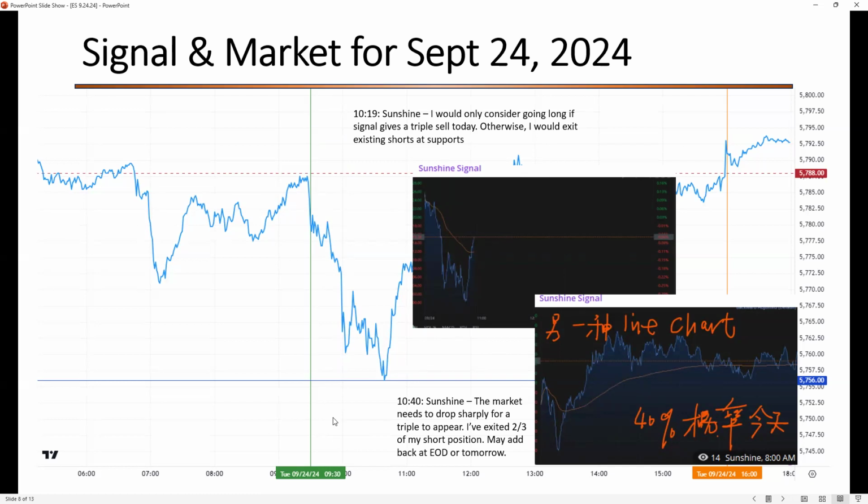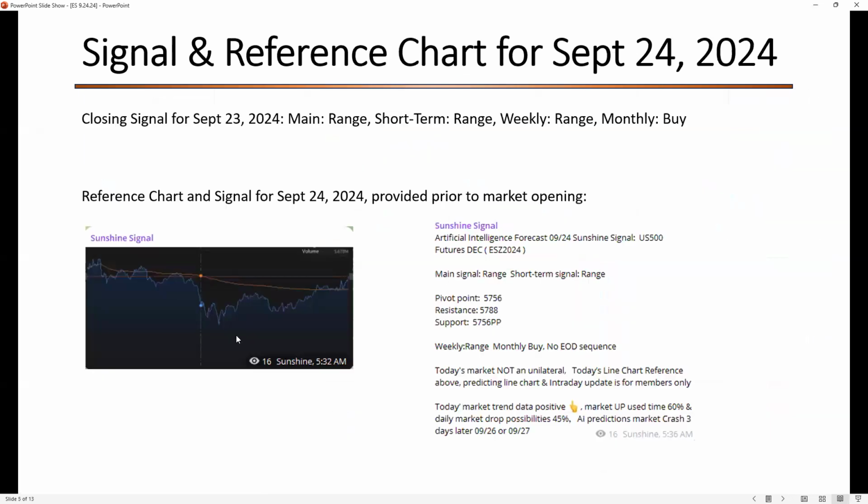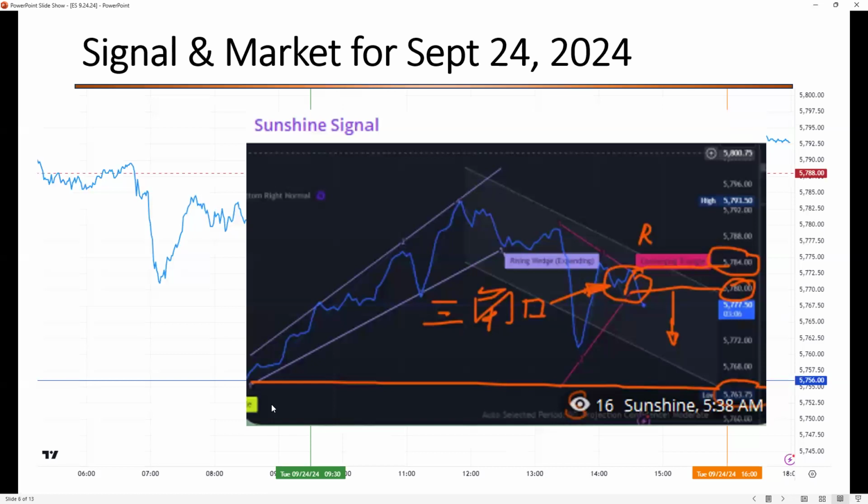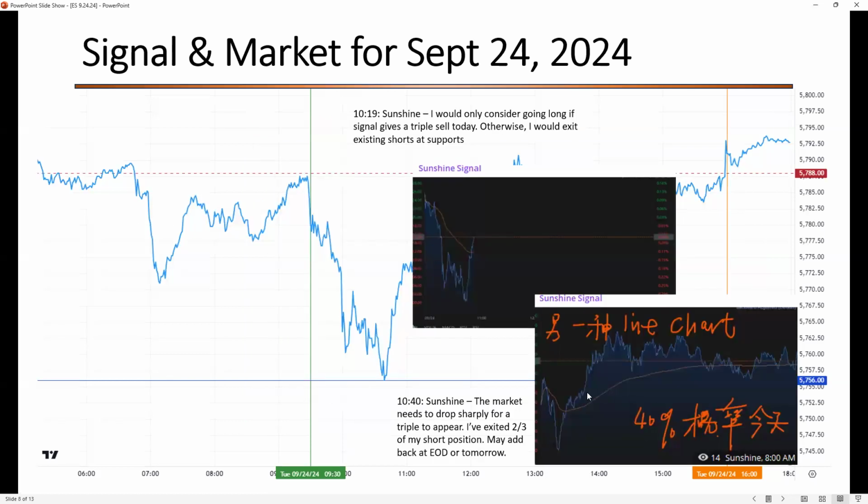So recall that the signal gave a line chart reference showing kind of a range bound day, maybe a dip. And then right after market opens, the signal gave a second reference chart, which showed that dips could be bought. So what this tells you is that if you're short, don't be greedy, exit at supports, and beware of possible bounces during the day.